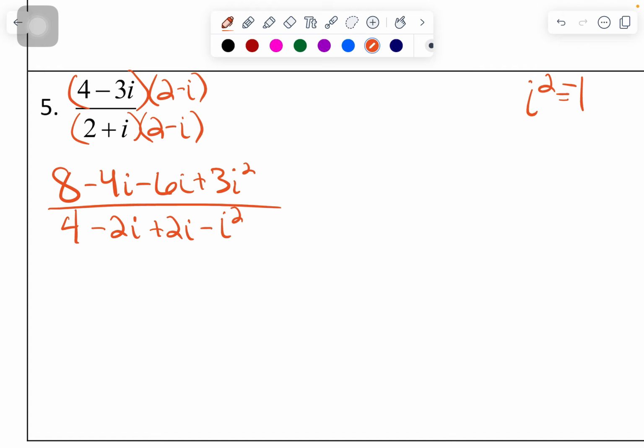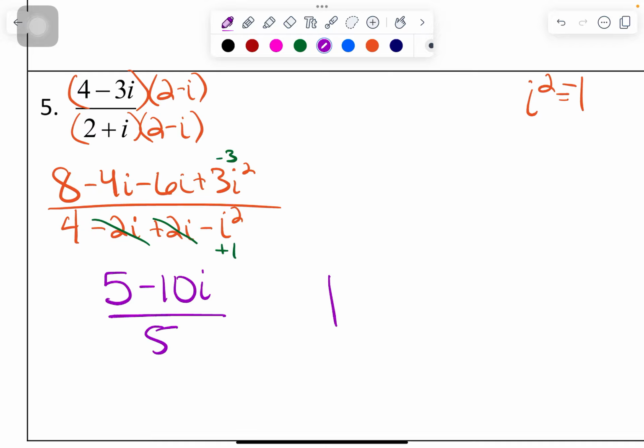All right, by definition, this part right here, positive 3i squared, is actually negative 3. And then negative i squared is actually positive 1. Negative 2i and positive 2i will cancel each other out. So 8 minus 3 is going to be 5. Negative 4i minus 6i is negative 10i. And then 4 plus 1 is 5 in the denominator. So 1 minus 2i. Simplified completely.